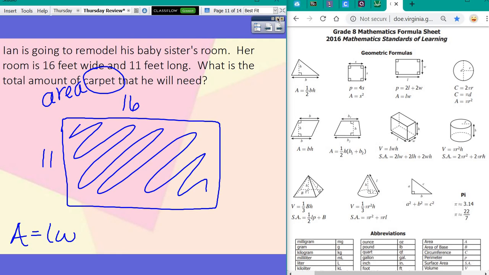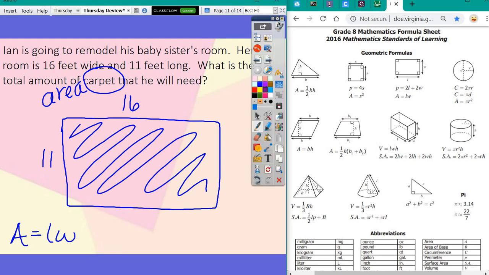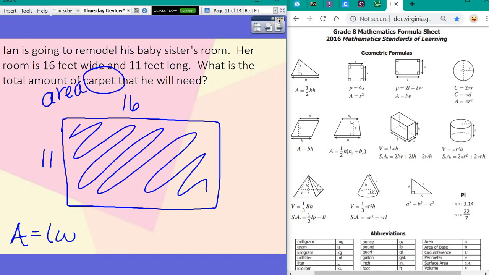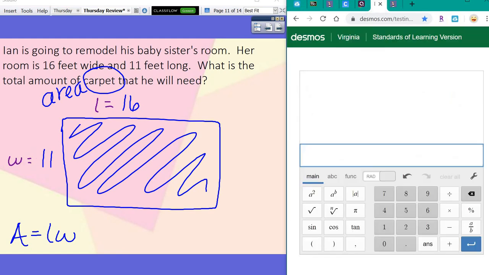And I can look in this problem and I can pick whatever I want to be my length or my width. So let's say that my length is 16 and my width is 11, and then I'm just gonna go to Desmos and I'm gonna start plugging things in. So the first thing that you put in is your formula. So my formula is length times width.